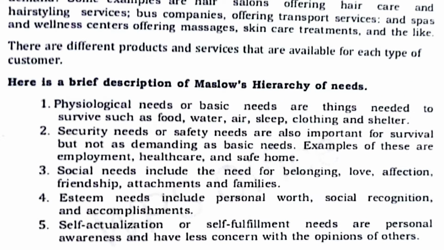Here is a brief description of Maslow's hierarchy of needs. Number 1, physiological needs or basic needs are things needed to survive, such as food, water, air, sleep, clothing, and shelter. Security needs or safety needs are also important for survival but not as demanding as basic needs. Examples of this are employment, healthcare, and a safe home.